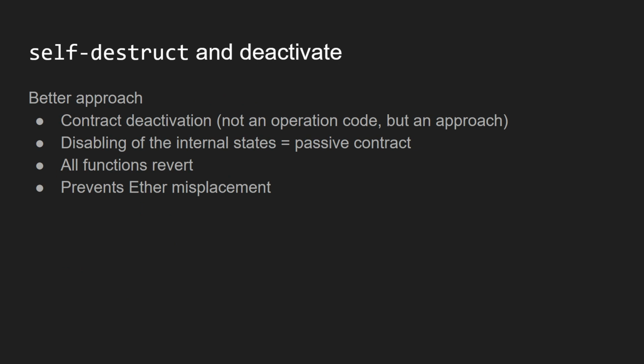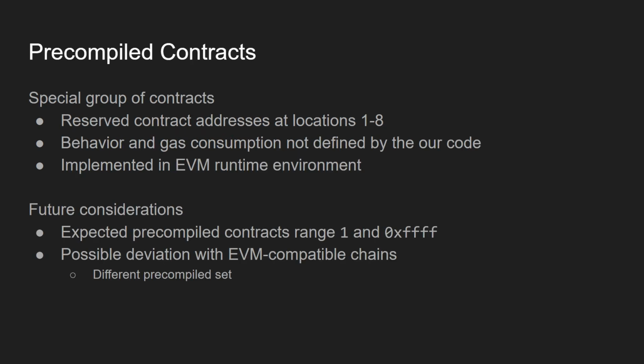This contract deactivation works by, so we actually code this additional behavior. We disable the internal state of the contract, for instance, by making all functions of a contract revert. So when functions revert, they actually prevent ether misplacement by just giving it back. The ether doesn't go to a place where there's no return from. Okay.